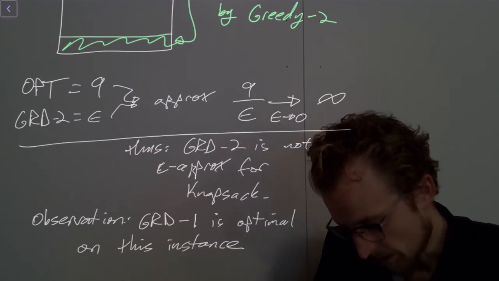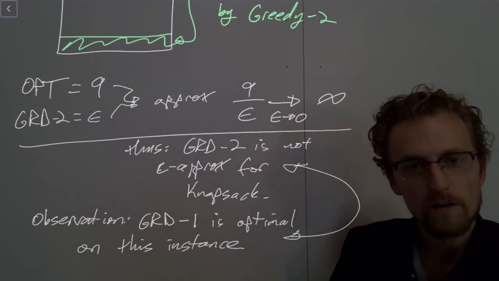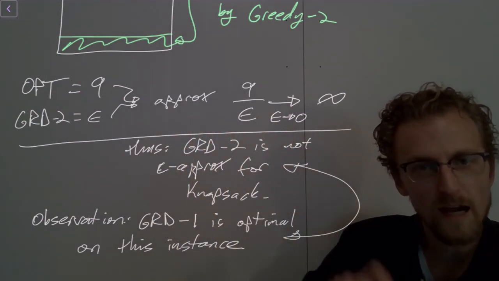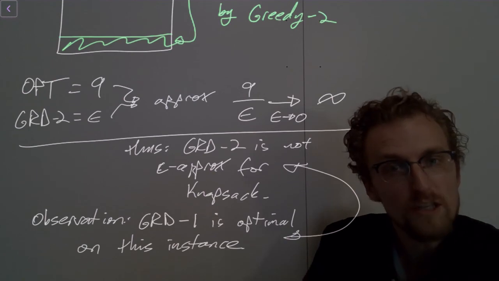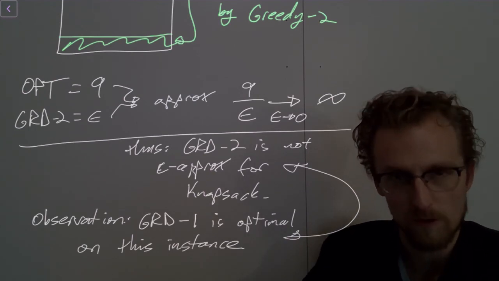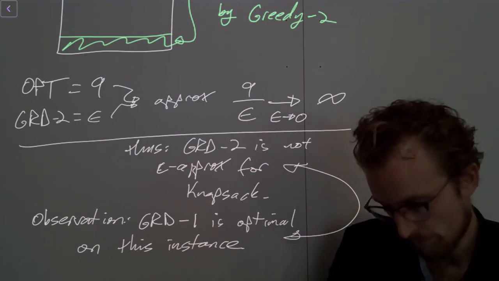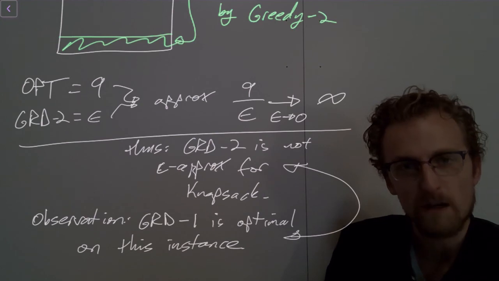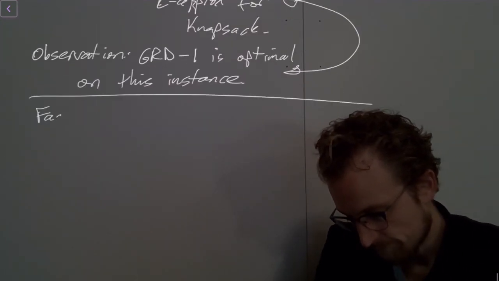Okay, so what do we do with this? What do we do with this weird dichotomy where on an instance that's worst case for one, it's optimal for the other? Well, let's just run both, right? There's no reason you can't just run both algorithms on a problem instance and then just return the higher value. So it turns out that if you do that, that is a 2 approximation for the knapsack problem. Okay, so here's our fact.